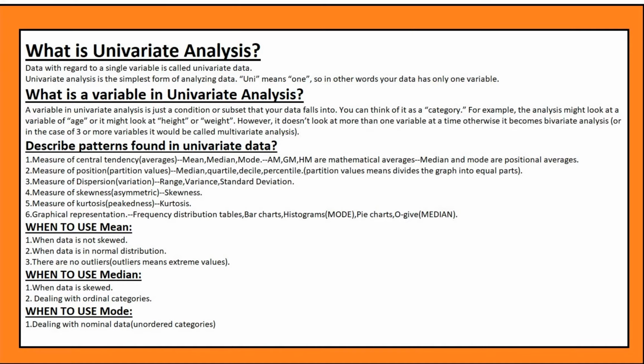When to use mean? When data is not skewed and the data is in normal distribution, then we can use mean, and the data does not contain outliers. Outlier means the extreme values. When to use median? When the data is skewed and we are dealing with the ordinal category of data. When to use mode? When we are dealing with nominal data or unordered categories.